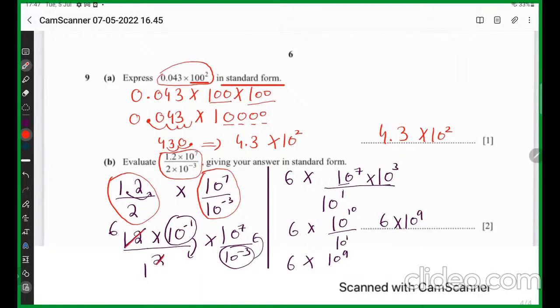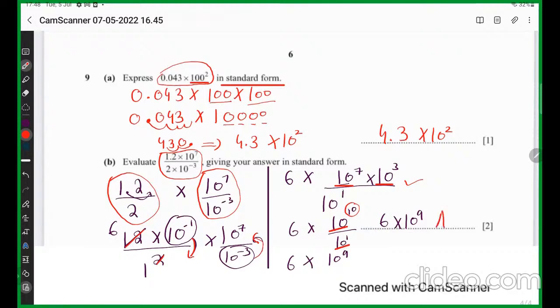Next, I'm only left with tens. I've taken 10 power minus 1 to the denominator and I've taken 10 power minus 3 to the numerator, and this was the final thing. Now the bases are same here and here. So the powers would be added. 7 plus 3 would give me 10. So 10 power 10 was being divided by 10 power 1. Again, the bases are same and the two numbers are being divided. So I can subtract the powers. 10 minus 1 would give me 9.